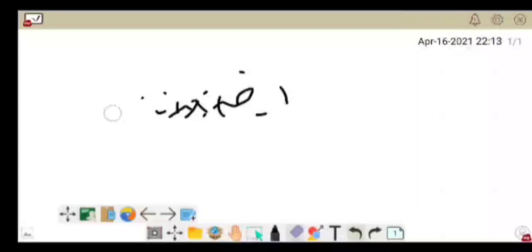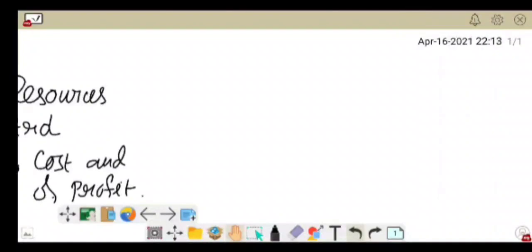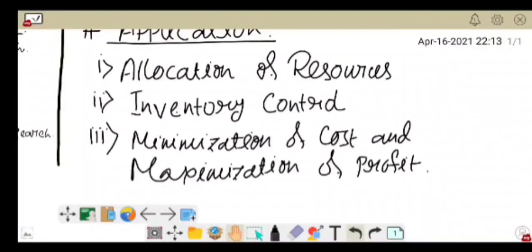And the second application was inventory control. So inventory control is the result of operation research. If you know the proper operation research, you will use your inventory in a proper way. So inventory control is a great example which can arise from our operation research subject.